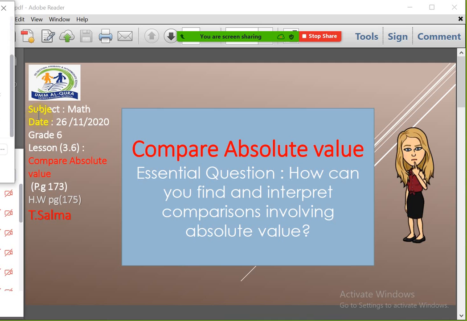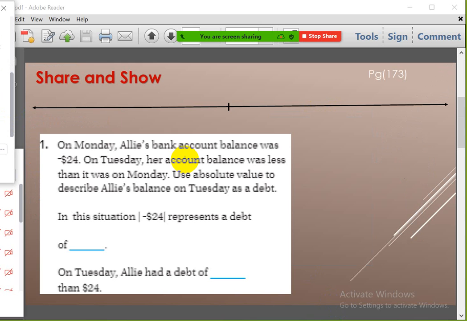So girls, our lesson today is how to compare absolute value. We talked about this last lesson. How can you find and interpret comparisons involving absolute value? How will I involve absolute value in comparison sentences? So let's start with the first example on page 173.